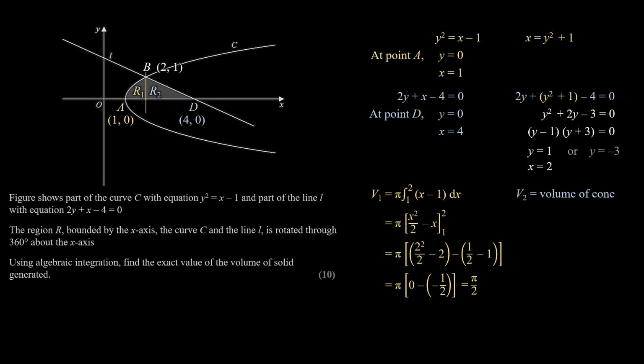The formula for the volume of a cone is 1/3 pi r squared h, where the radius is the vertical distance from B to the x-axis, and the height is the horizontal distance between points B and D. The radius is 1 unit, and the height is 2 units. Solving the expression, the volume of the cone is 2 pi over 3. Adding these two volumes gives 7 pi over 6, which is the volume of the solid generated by rotating R through 360 degrees about the x-axis.